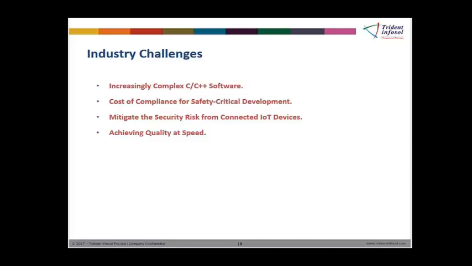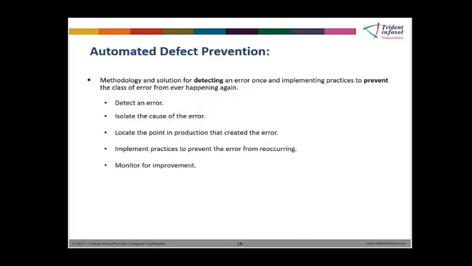So what is the solution for these industry challenges? Definitely there is a solution. That is why automation comes into the picture. Software testing developers adopt a methodology called automated defect prevention. The methodology performs different tasks in the analysis: it detects an error, isolates the cause of the error, and locates that error in the source code. It will implement practices to prevent the error from reoccurring, and also monitor for improvement in the testing practices.